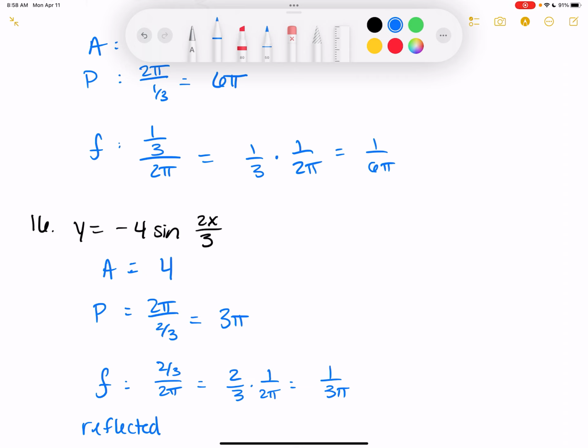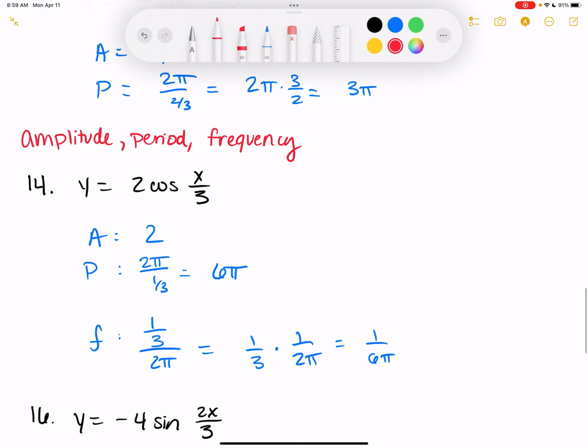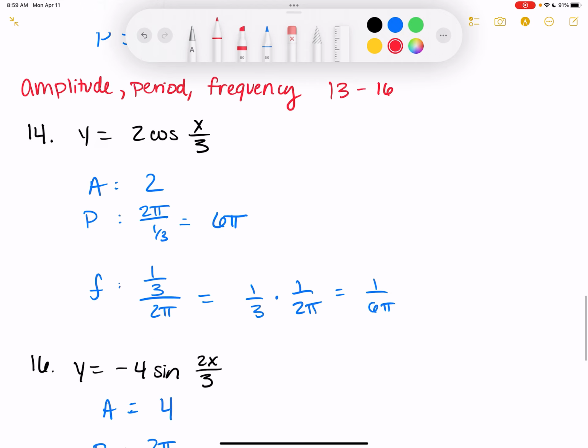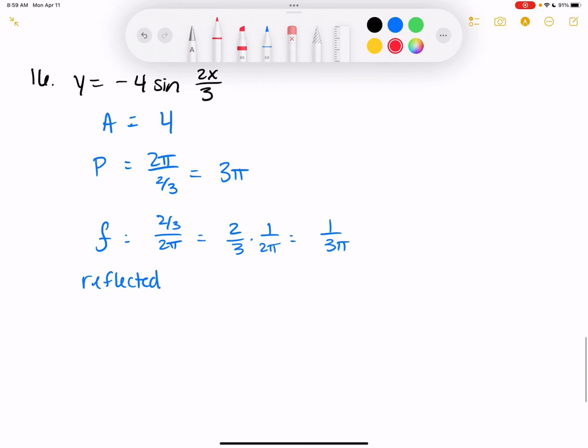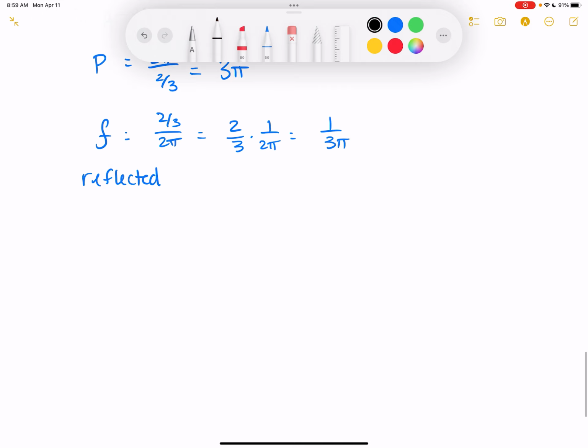All right, the next ones do not need frequency. The only ones that needed frequency are 13 through 16, just FYI. All the rest of them don't need frequency. All right, so then with the next one, still just tell me information.